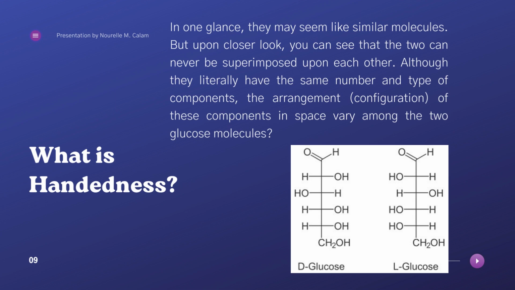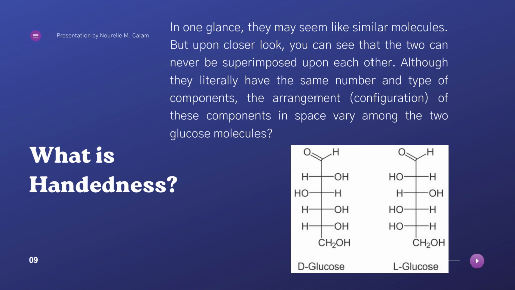After all, they're both glucose molecules, right? But upon closer look, take a closer look at the structure of the D-glucose and L-glucose. You can see that they are actually different from one another. When you take a closer look, you can see that the two can never be superimposed upon each other, the same way as our two hands, right? Although they literally have the same number and type of components, the arrangement or the configuration of these components in space vary among the two glucose molecules.